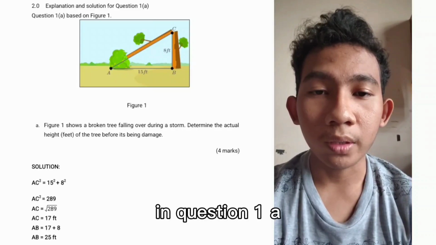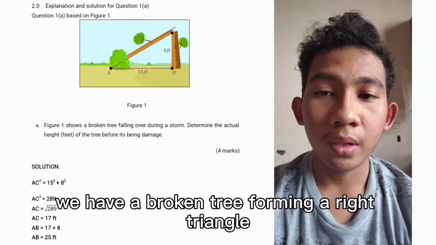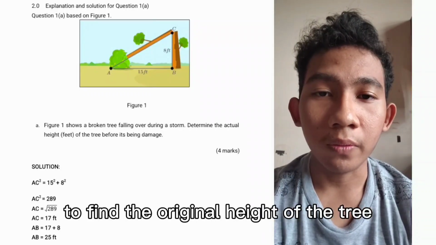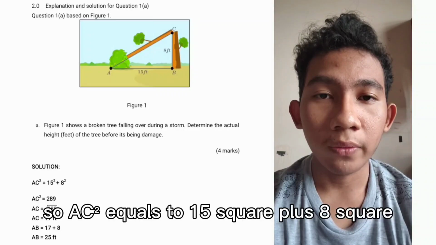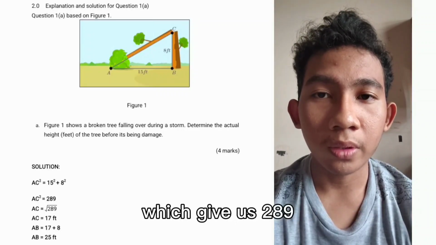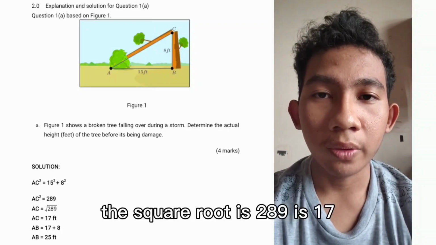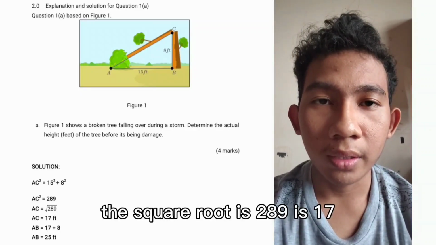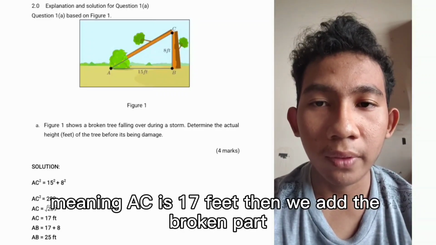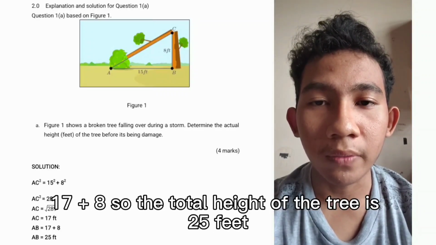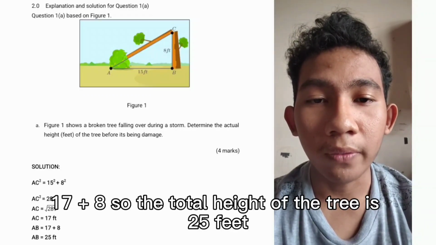In question 1a, we have a broken tree forming a right triangle. We use the Pythagoras theorem to find the original height of the tree. So the AC square equals 50 square plus 8 square, which gives us 299.89. The square root of 289 is 70, meaning AC is 17 feet. Then we add the broken part 70 plus 8, so the total height of the tree is 25 feet.